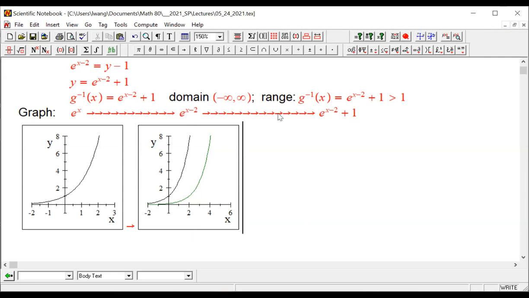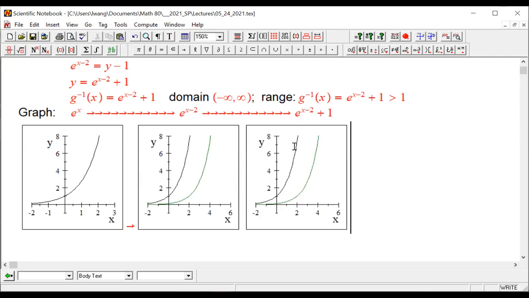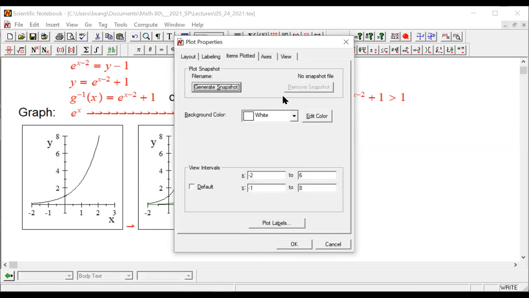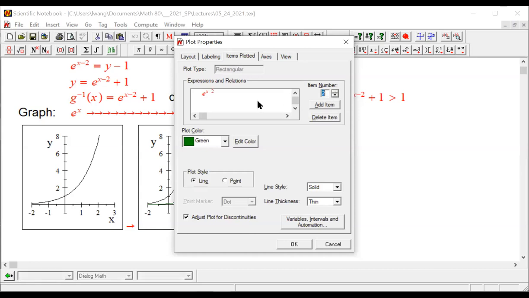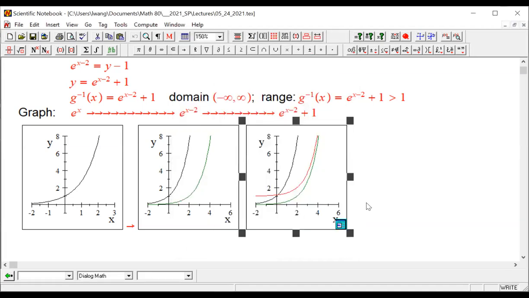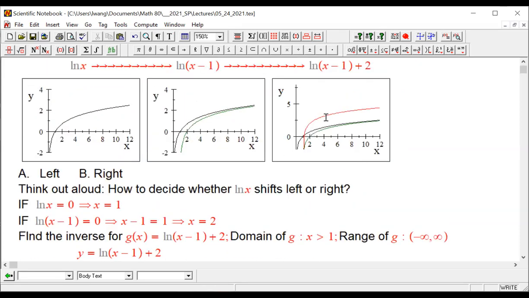And then finally, what would that be? Shifting up by 1 unit. I think you guys got that. I'm just going to quickly finish, and then you can take a break. Finally, we're going to have e to the power of x minus 2, and this whole thing is going to add the 1. The entire picture is shifted up by 1 unit. We're going to take a break after we're done with these questions. You see the red is the final curve.